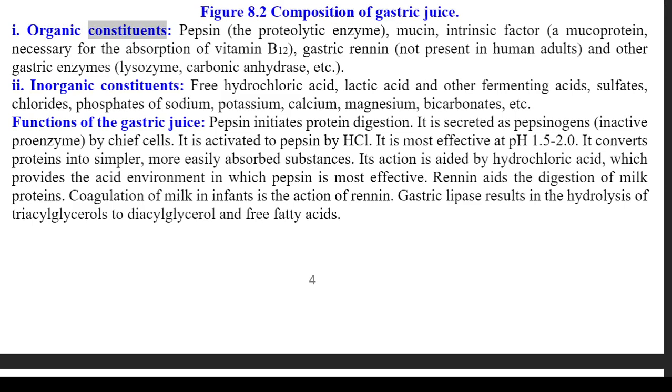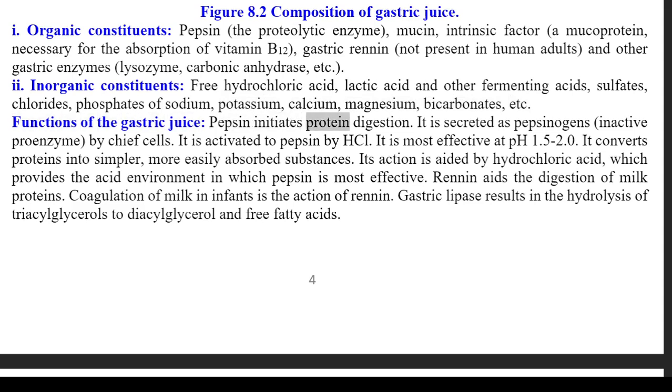Organic constituents: pepsin, the proteolytic enzyme; mucin; intrinsic factor, a mucoprotein necessary for the absorption of vitamin B12; gastric renin, not present in human adults; and other gastric enzymes, lysozyme, carbonic anhydrase, etc. Inorganic constituents: free hydrochloric acid, lactic acid and other fermenting acids, sulfates, chlorides, phosphates of sodium, potassium, calcium, magnesium, bicarbonates, etc. Functions of the gastric juice.